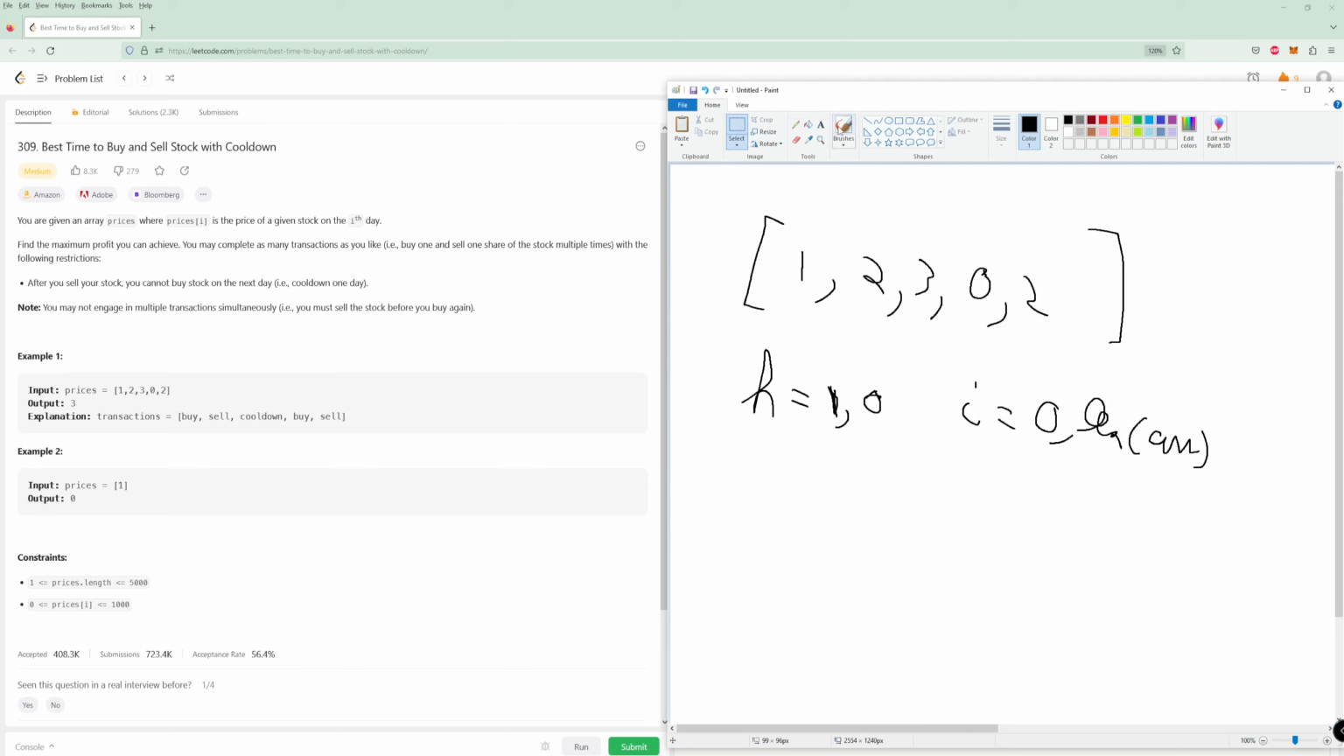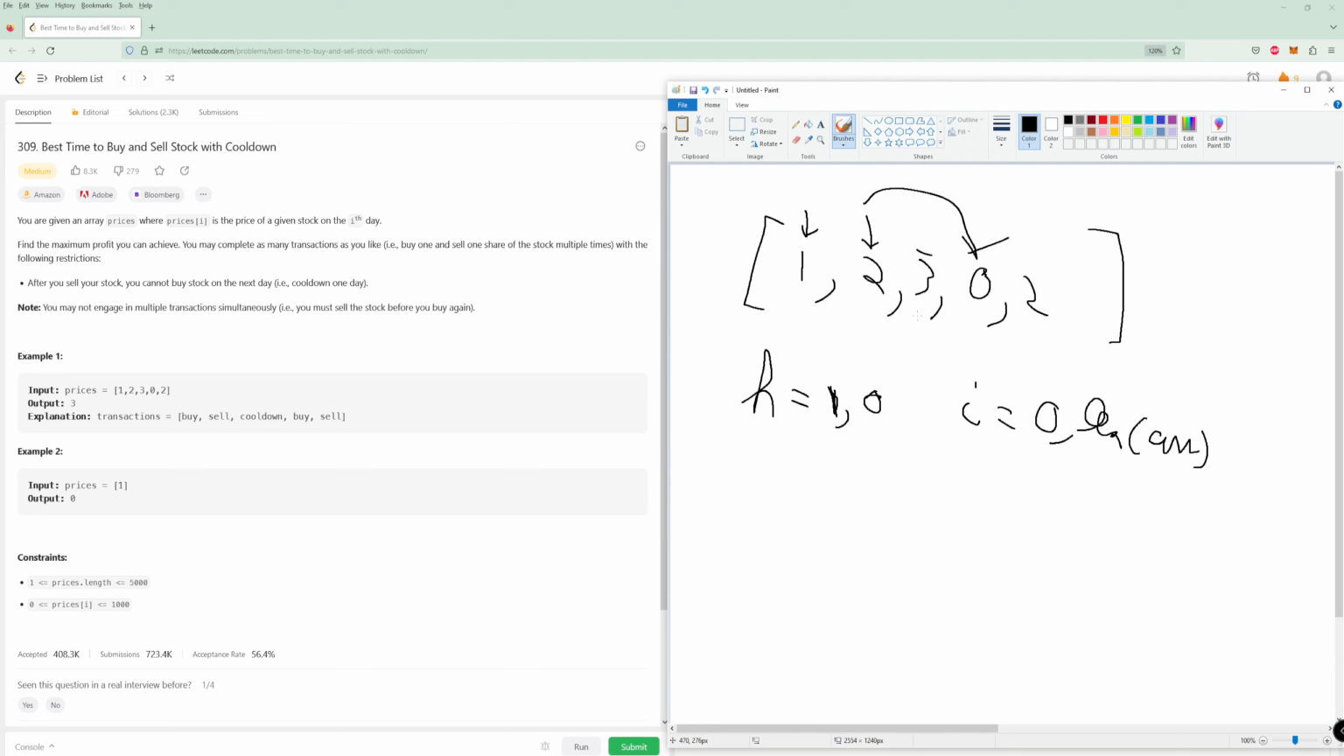Let's say we buy a stock here, so we have a stock. We sell a stock here. Well, we have these indices, and so we don't really need a cooldown variable because we can simulate a cooldown. We can just say when we sell, don't go here, just jump over it.